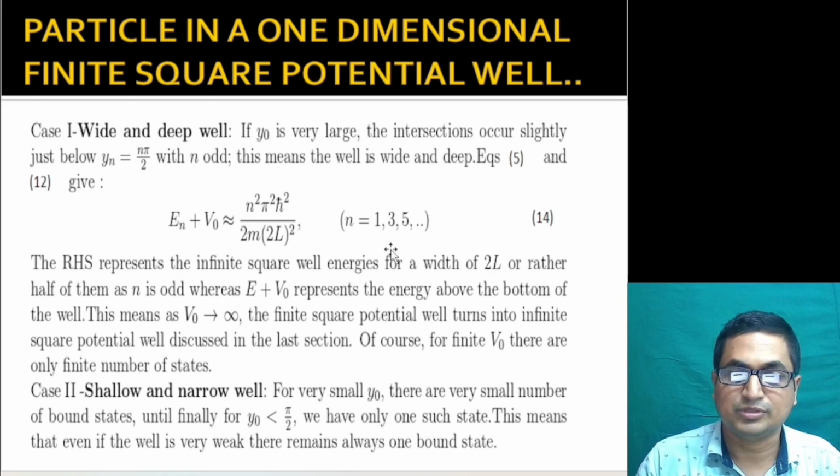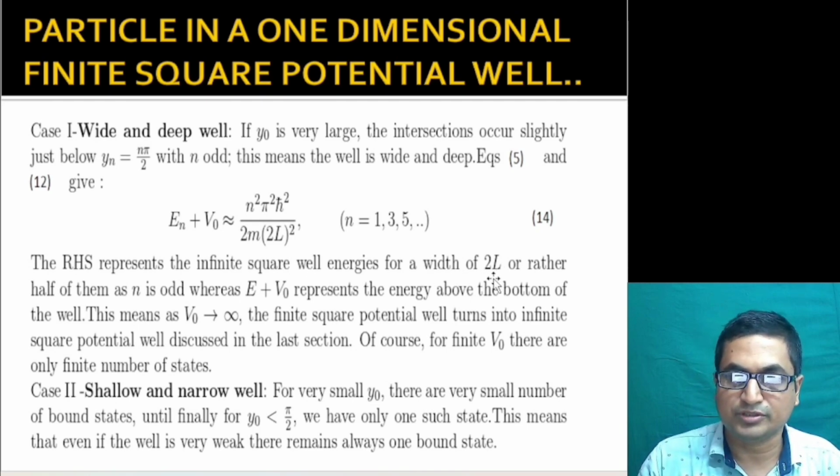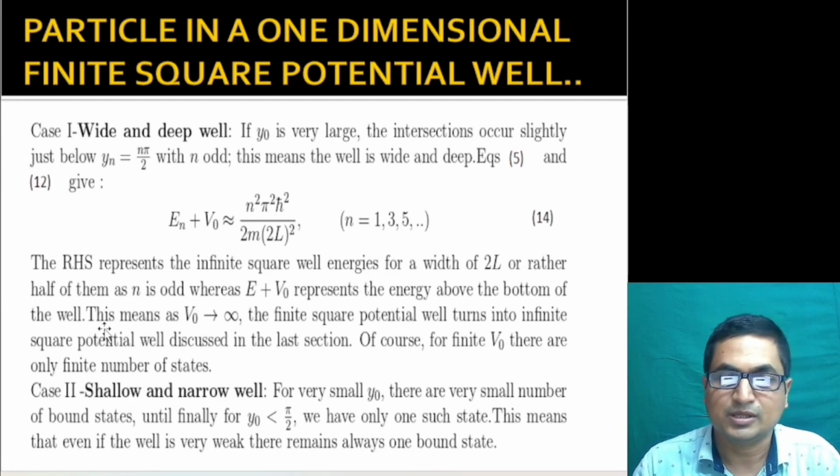The right hand side of 14 is simply the infinite square well energies, if you remember, with the width of twice L here, because we are considering the width of the well from minus L to plus L, or half of that as n is odd. Here E plus V naught represents the energy above the bottom of the well.